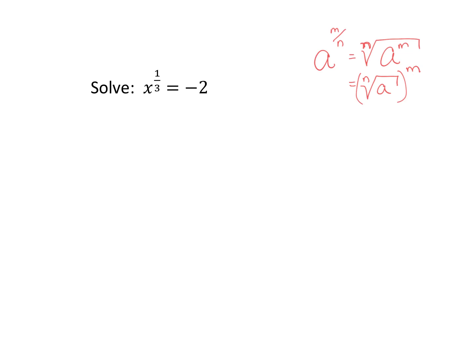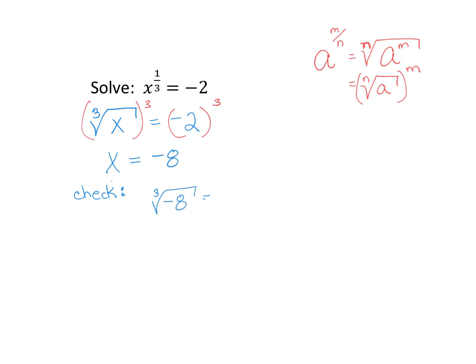So we're going to rewrite x to the 1/3 as the cube root of x. Our radical is isolated, and now we will raise it to a power. To get rid of a cube root, we have to cube both sides. So in this case, we get x equals -8. And we should check our answer. If I have the cube root of -8, is that in fact -2? The answer is yes. So this is not extraneous, it is a valid solution.